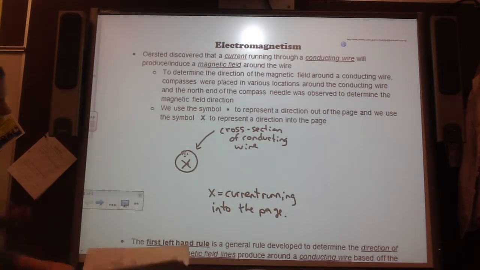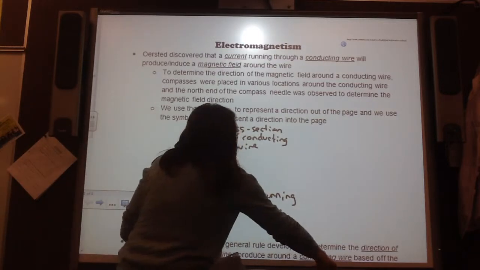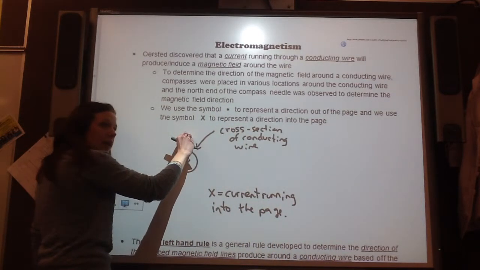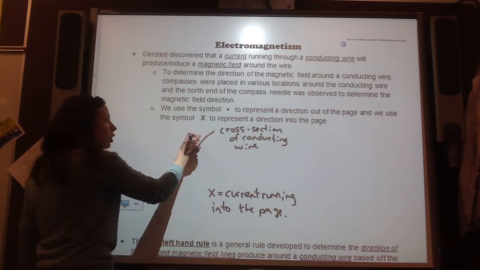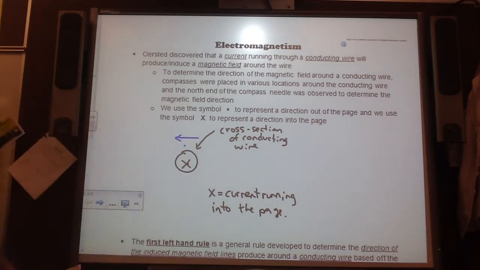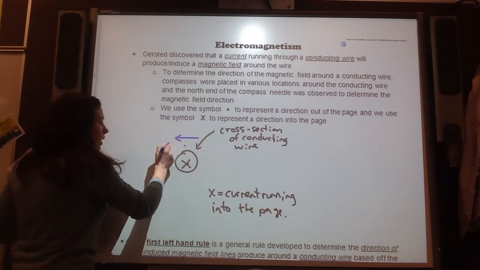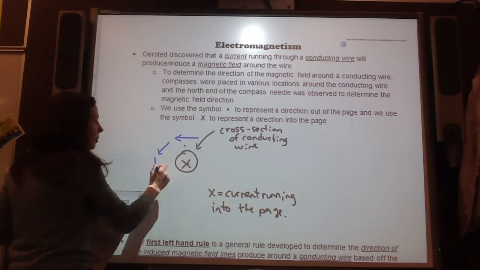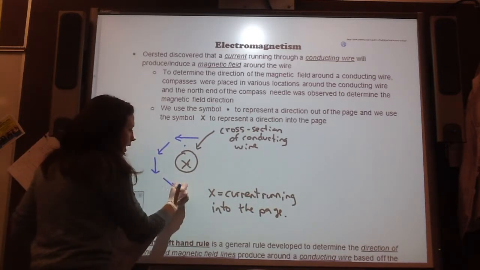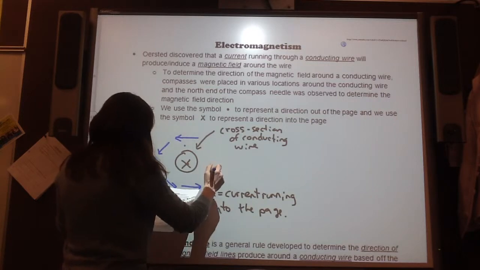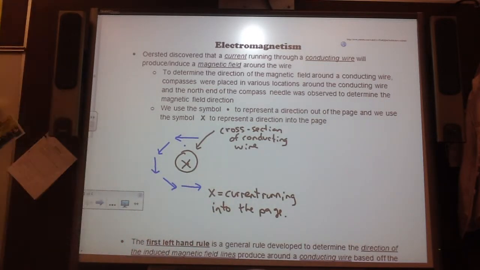Say that there's this current, and around it compasses are placed. If I put a compass right there, the north end is going to point that way. If I put the compass right here, it's going to go this way. If I put it right there, the compass is going to be pointing in those directions, because the magnetic field is going circular around it. That current is inducing a magnetic field around the wire.